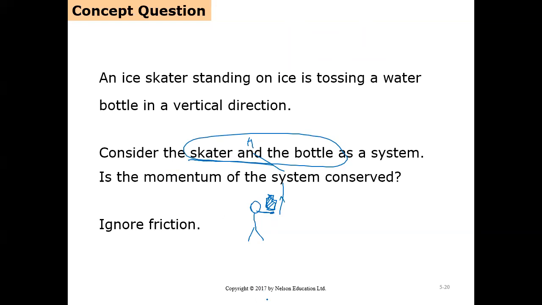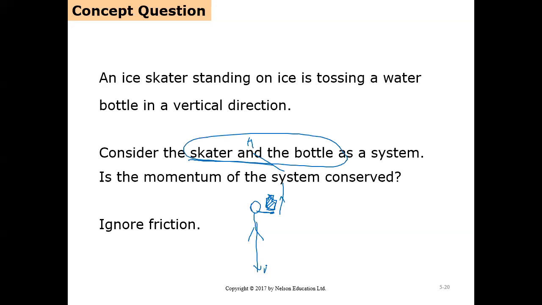Now, when he does that, the question is: is the momentum of the system conserved? What do you think? What is the condition for it to be conserved? Our system is the water bottle and the skater, right? The condition is zero net external force. So let's look at the forces on this system.